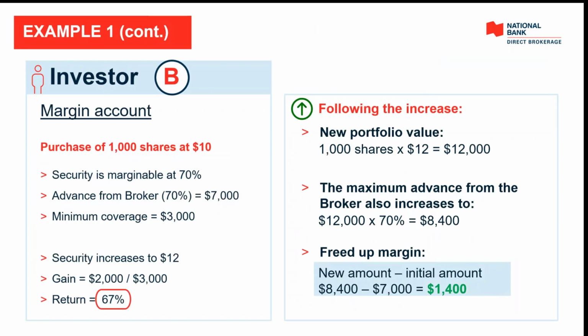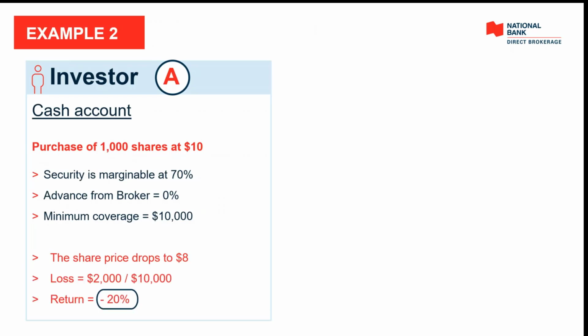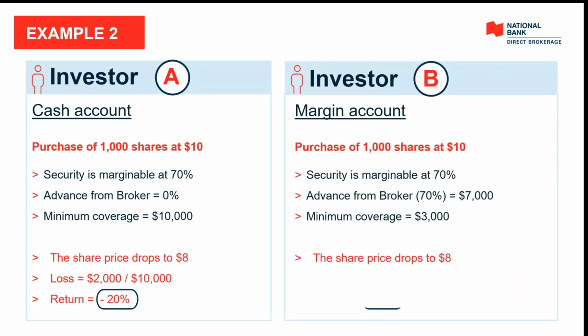Now, for example 2, let's see what happens when the stock, instead of going up to $12, drops to $8. For Investor A, this represents a loss of $2,000 on an initial investment of $10,000, so a negative 20% return. While for Investor B, who used the maximum advance for the margin, this also represents a loss of $2,000, but on the initial investment of $3,000, so the loss is actually 67%.